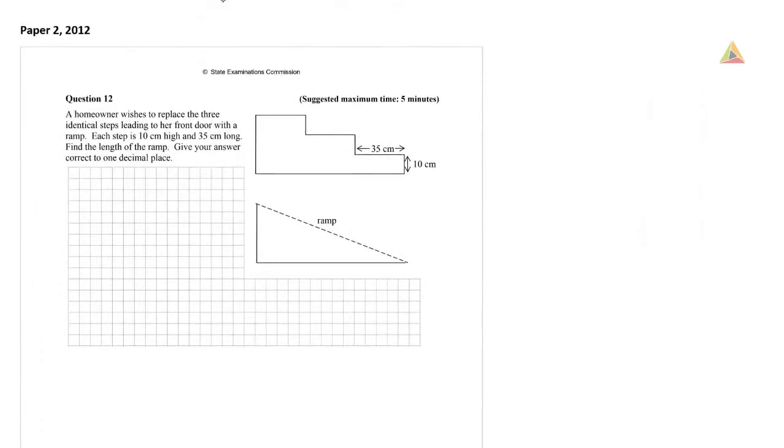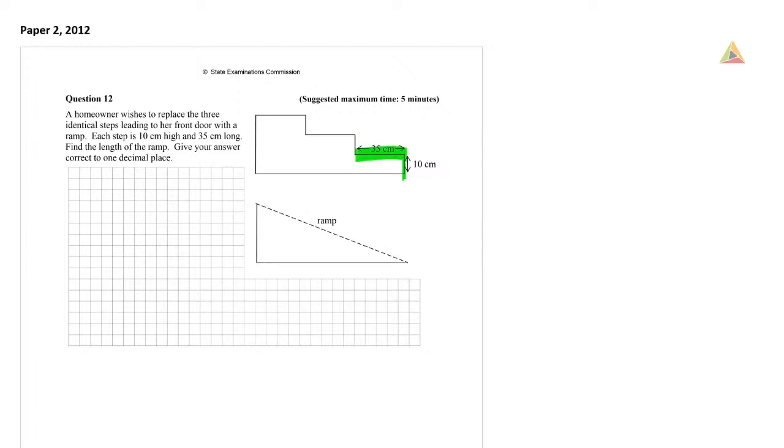Okay, so this brings us to our first exam question. So this is paper 2, 2012, question 12. Okay, so a homeowner wishes to replace 3 identical steps leading to her front door with a ramp. Each step is 10 centimeters high and 35 centimeters long. Find the length of the ramp and give your answer correct to 1 decimal place. Okay, so they're telling us for this step, each step is 10 centimeters high, as you can see here, and it's 35 centimeters long, as we can see here.